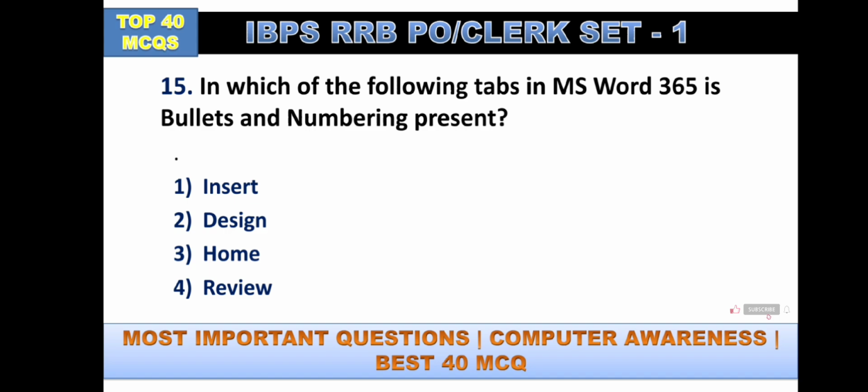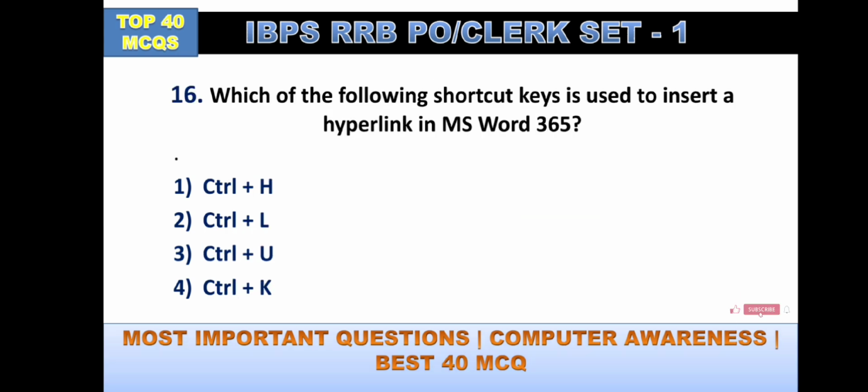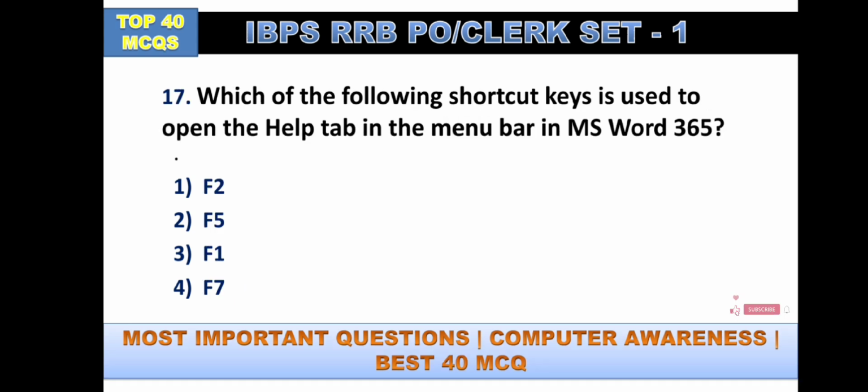Okay. In which of the following tabs in MS Word 365 are bullets and numbering present? They are present in the home tab. Okay, here the answer is option number 3, home tab. Which of the following shortcut keys is used to insert a hyperlink in MS Word 365? A very easy question. For hyperlink we use Ctrl plus K. Which of the following shortcuts is used to open the help tab in the menu bar in MS Word 365? F1 is used.